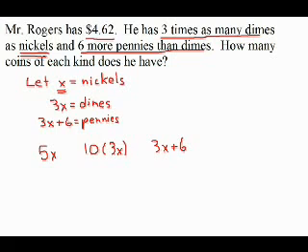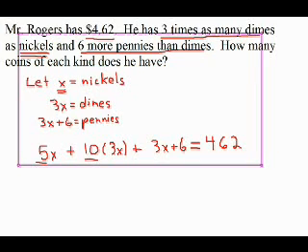Now the total amount of money he has here is $4.62. Again, because I've taken the decimal out of this, I've written 5 cents as 5 instead of 0.05 and 10 cents as 10 instead of 0.10, I have to write the total amount of money he has in cents. If he has $4.62, that means he has 462 cents. So to get the total amount of money, we would add all of these values together.